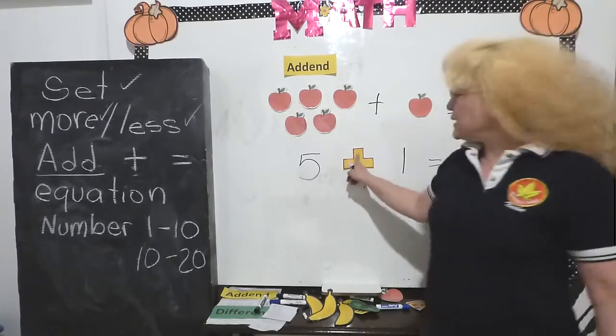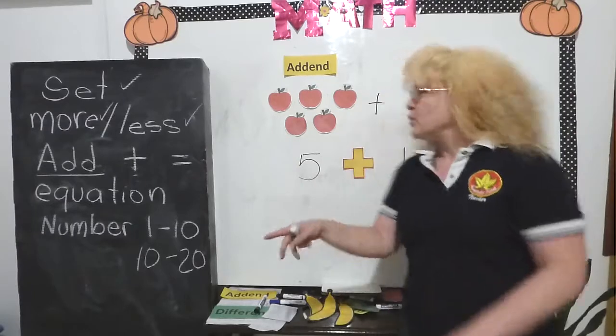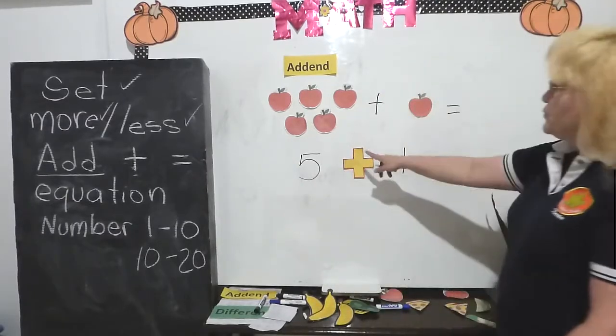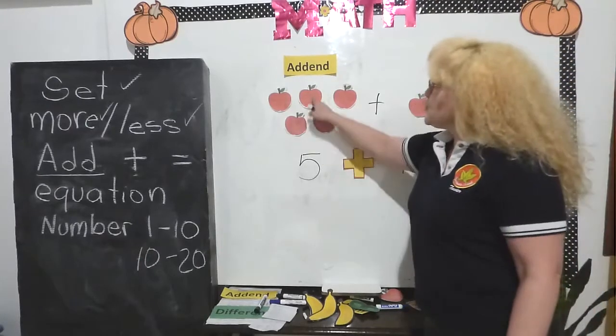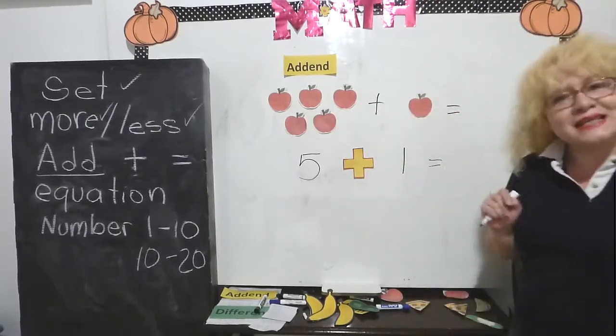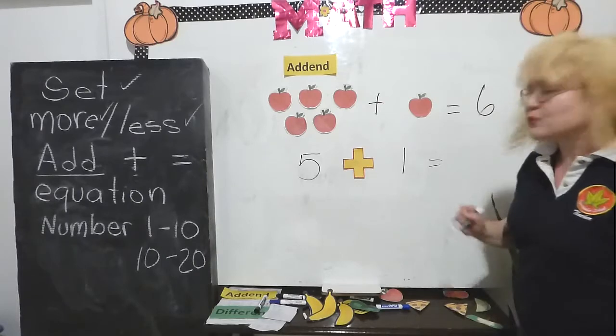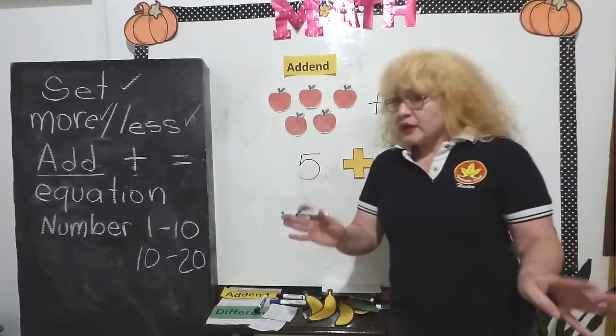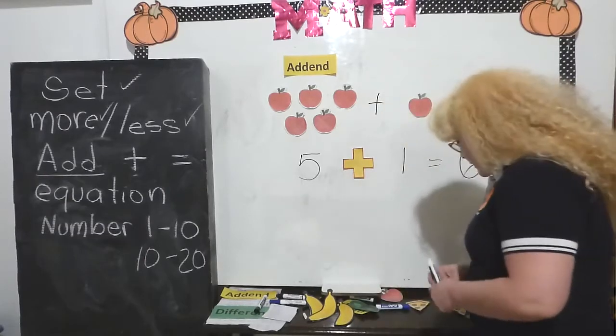Okay, this is telling me that you have to put them together. So, how many do I have in all? 5 plus 1. 1, 2, 3, 4, 5, 6. 6 apples. Get it? Okay, let's do another one.